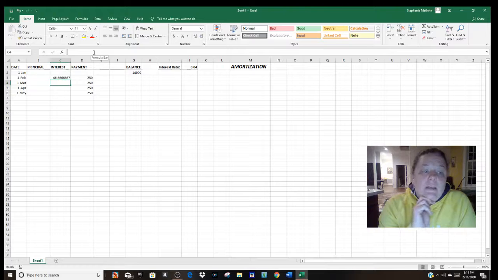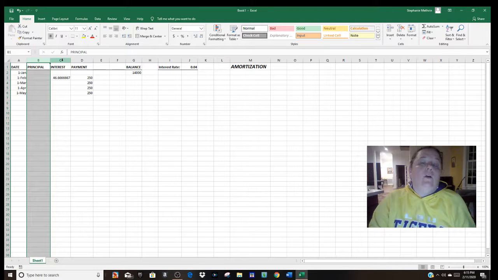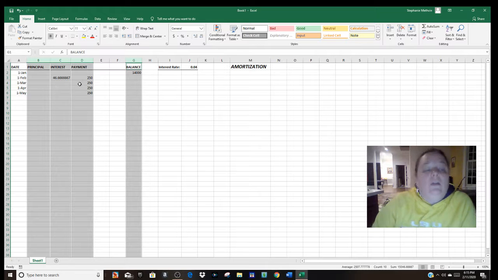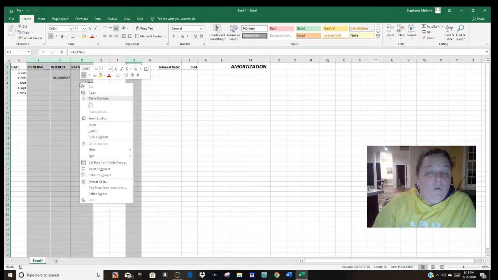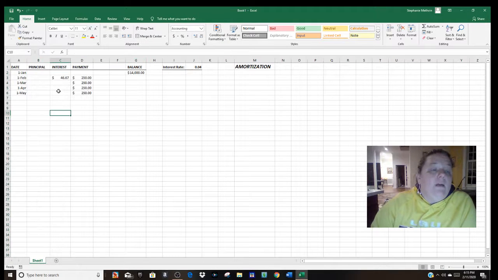Hit enter, and you see a number here that does not look like money. We want this row. I'm going to hold down the control key. We learned this in Word. This row, this column, and this column should all look like accounting numbers, right? So I'm going to right click after I have them all selected, or you can do one column at a time if you want. I'm going to go to Format Cells and tell it the category that I want. You can pick any of these. I want this to be accounting with 2 decimal places and a $ sign, simple. So now my interest looks a lot more normal, $46.67.